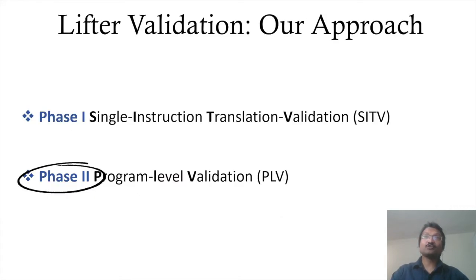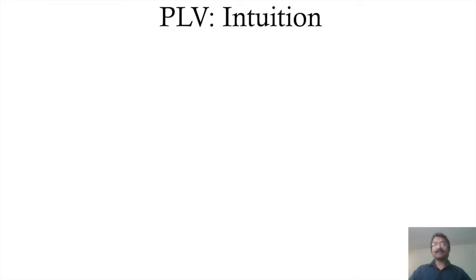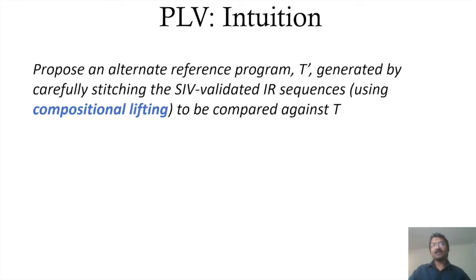Let me lay out phase 2 of our approach about full program level validation. At the end of single instruction validation, we have the validated IR sequence for all the constituent instructions of binary program P. The intuition behind our program level validation strategy is to somehow leverage these validation results. Specifically, our strategy is to propose an alternate reference program T-bar generated by carefully stitching the validated lifted IR sequences corresponding to the constituent instructions of the original binary program P.